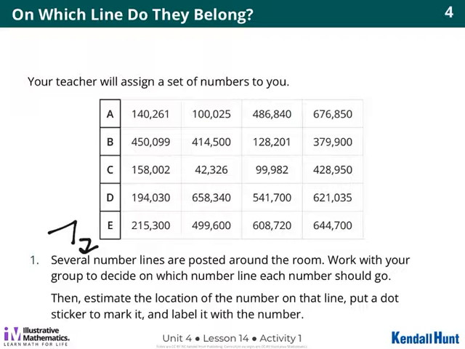There's 7 number lines, but you have how many numbers? Oh, yeah. 4. Okay. We're going to go do that.